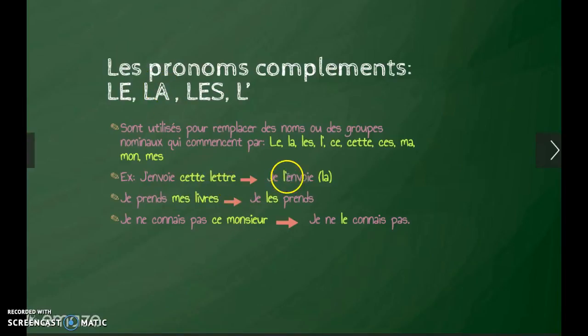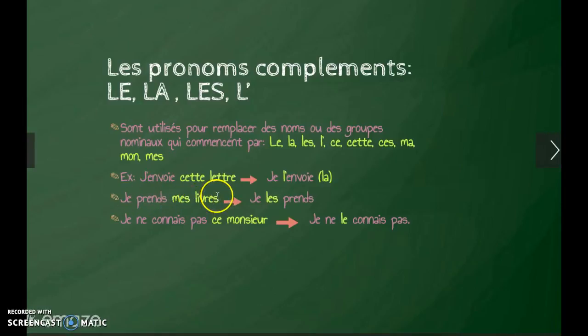Alors, je l'envoie. Now, look, what happened here is that la turned into an apostrophe because envoie is a verb that starts with a vowel. And we know that rule that when we have a vowel next to a vowel, the first one turns into an apostrophe. In the second example, je prends mes livres.